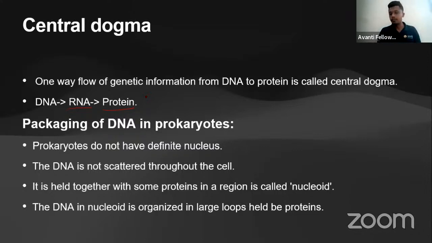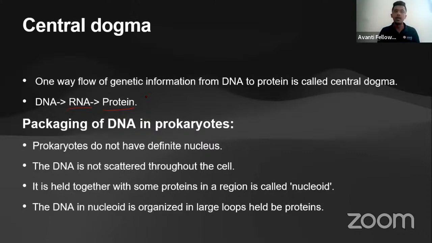Now we will see how this flow of information happens. For this flow of information, there are certain processes. For example, how DNA gets duplicated, how it makes copies, how DNA becomes RNA, and how RNA is converted into a protein. All these things we're going to learn from here on, okay?